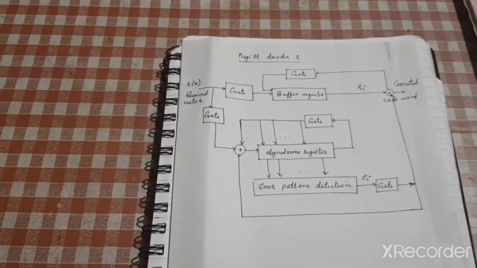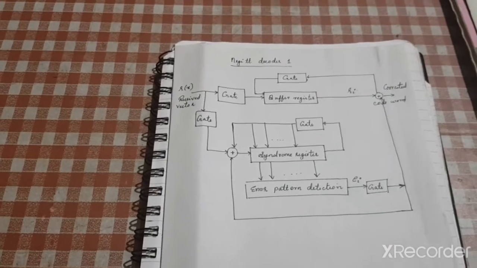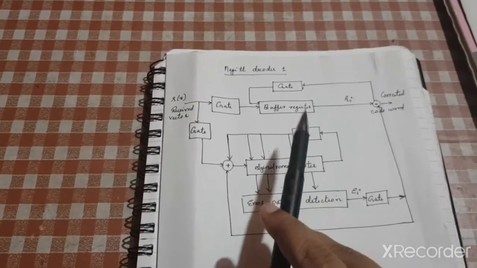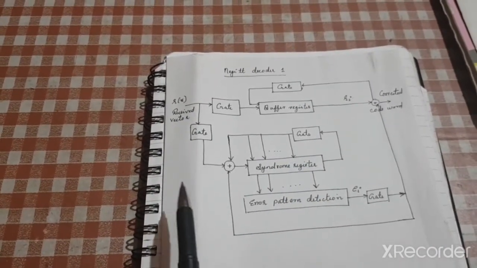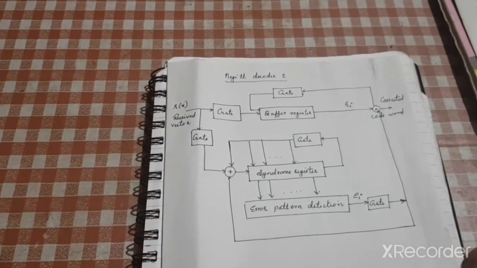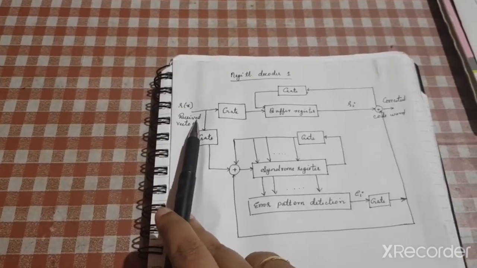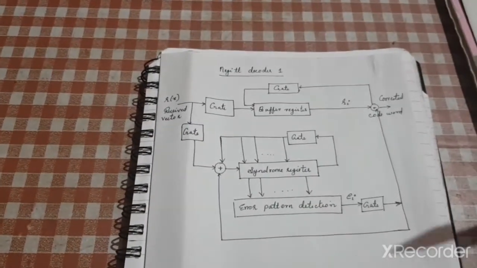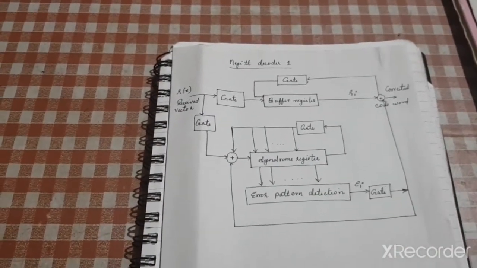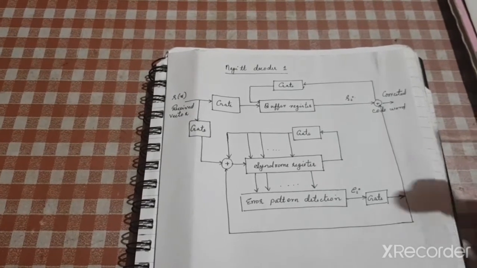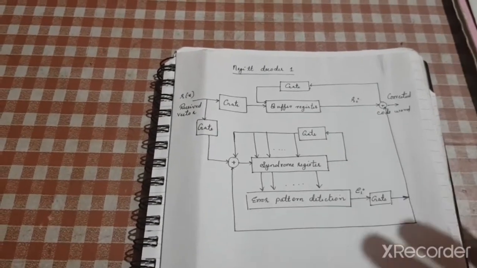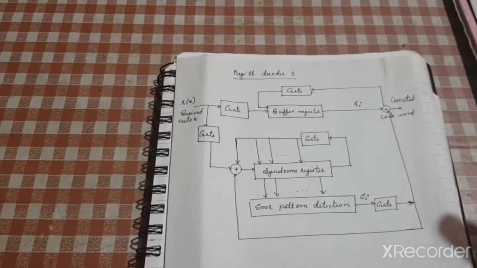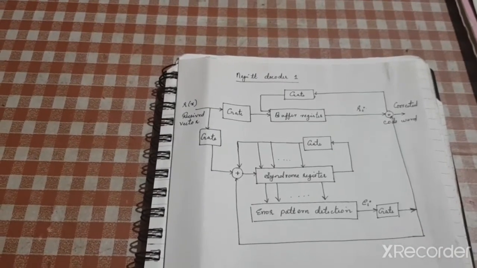Now you can see this is Meggitt decoder 1 because you are giving your received vector from the left end. If it's Meggitt decoder 2, you'll be giving the received vector from the right end. But I'll be discussing only Meggitt decoder 1 because both are somewhat similar.